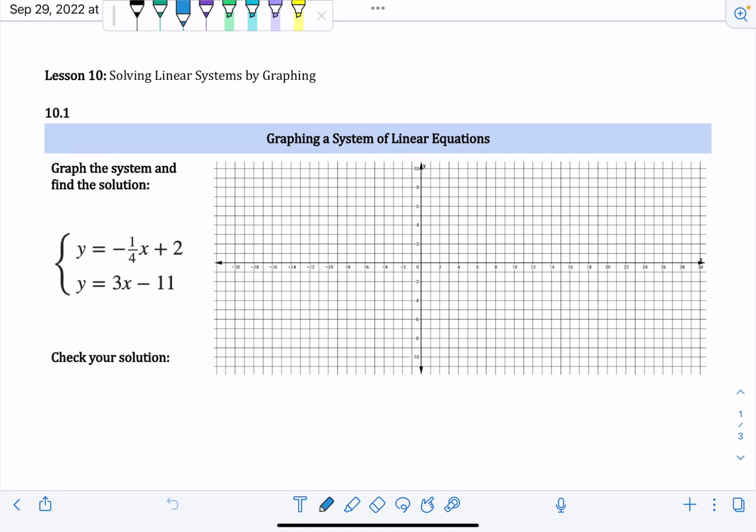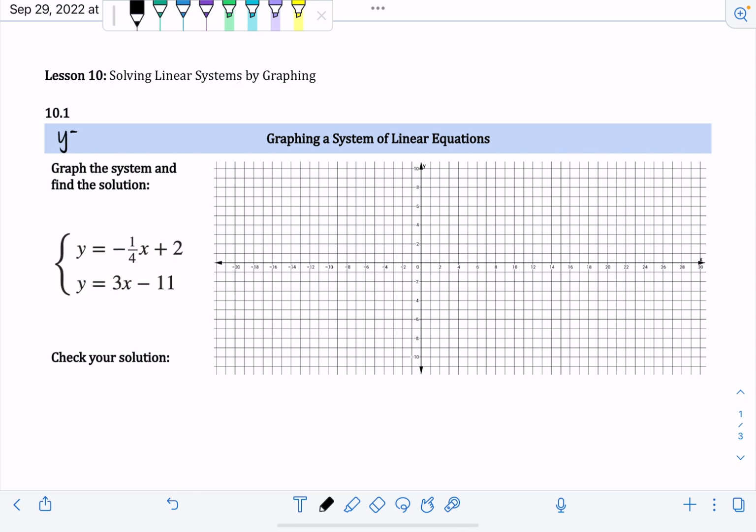So a system is two or more equations put together. If you'll notice, the example in 10.1 says graph the system and find the solution. If we look at the system, there's two equations there. So a system has more than one equation put together. If we want to graph them, we need to find the slope and the y-intercept of each line. Both of the equations in 10.1 are in slope-intercept form.